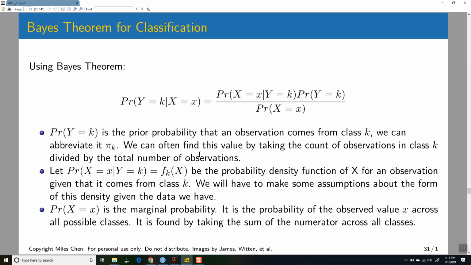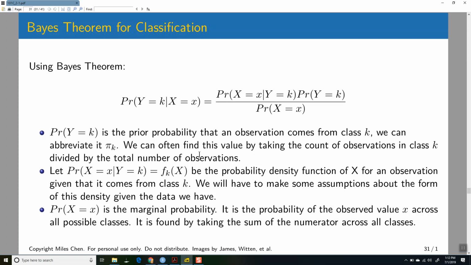Question? Yeah. What's meant by class when you say class K? Class K is just whatever category. In our case, we have two categories or two classes: those that defaulted and those that did not default. But it doesn't have to be just two classes. It can be 6 classes and things like that. Okay.